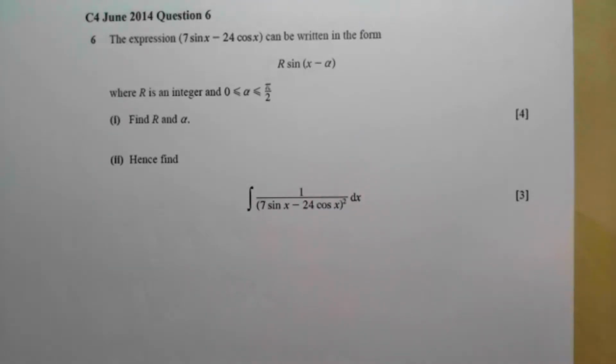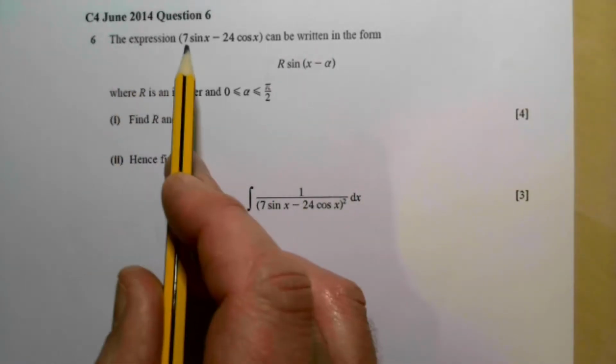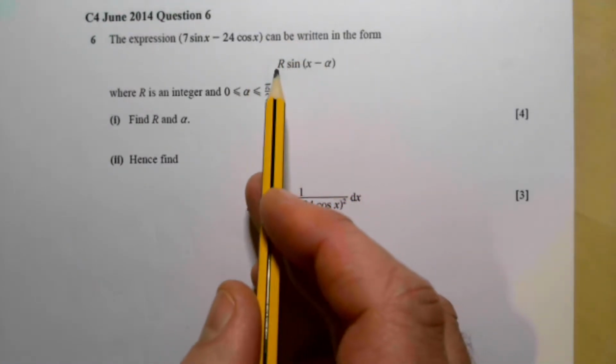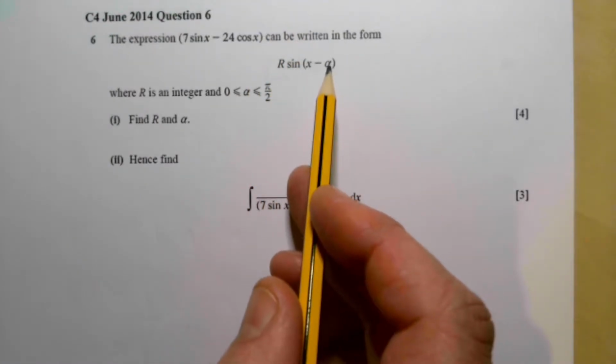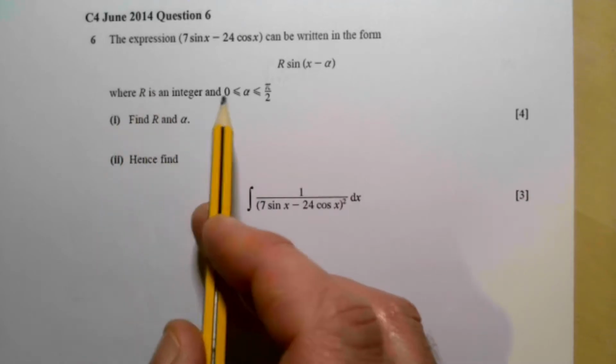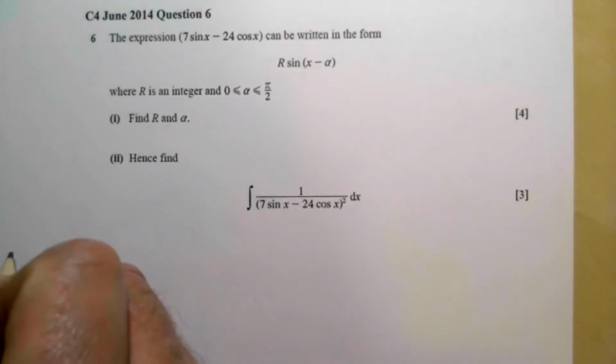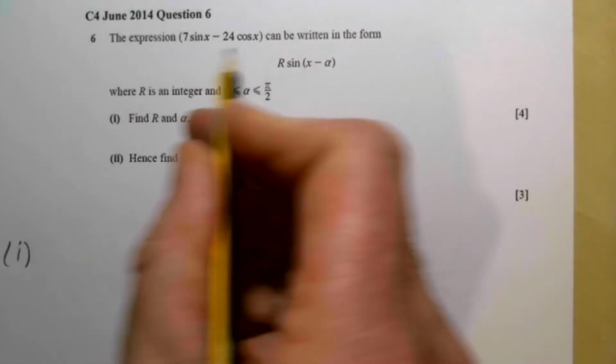This is CCEA Pure Maths A2 level, and we're looking at some integration past paper questions. This one's from C4 June 2014, and it's question 6. The expression 7 sine x minus 24 cos x can be written in the form r sine (x minus alpha), where r is an integer and alpha is between 0 and pi over 2. Find r and alpha.